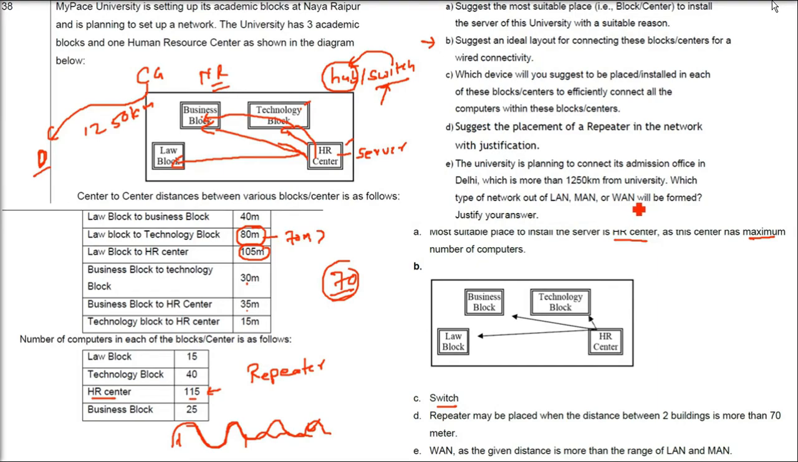Justify your answer. A local area network is only up to a building. A metropolitan area network covers a distance higher than that, and then the wide area network. Near a city it's MAN, but we are talking about a huge distance, 1250 kilometers. That is why we are talking about WAN, not metropolitan or local. We have to connect it through a wide area network.